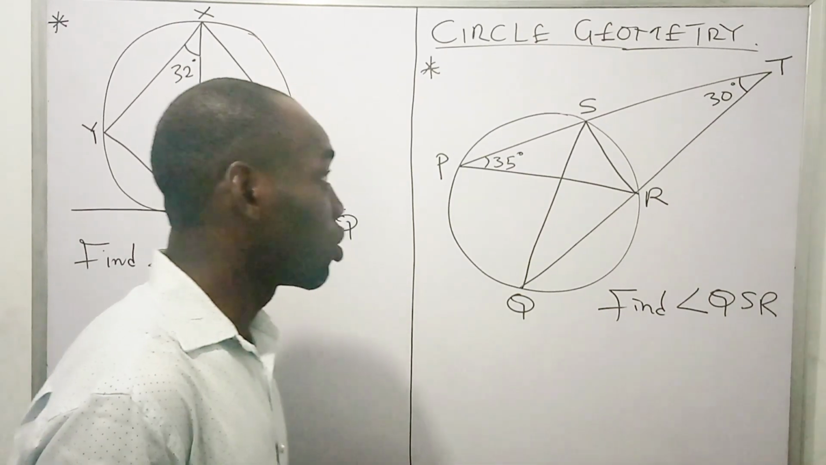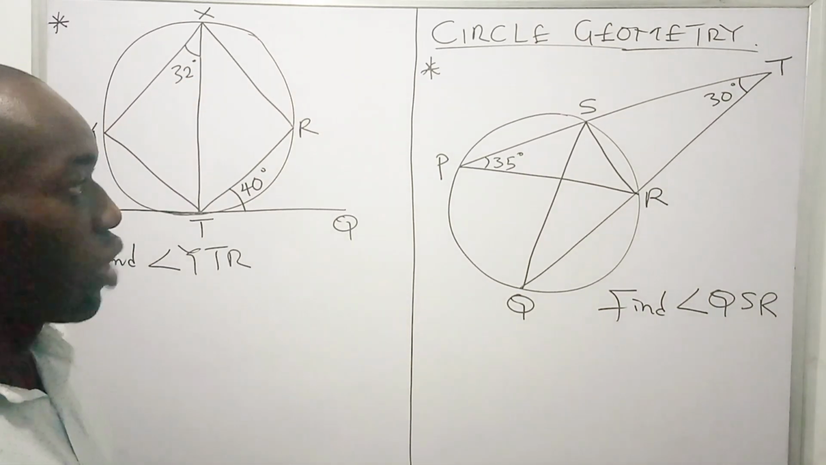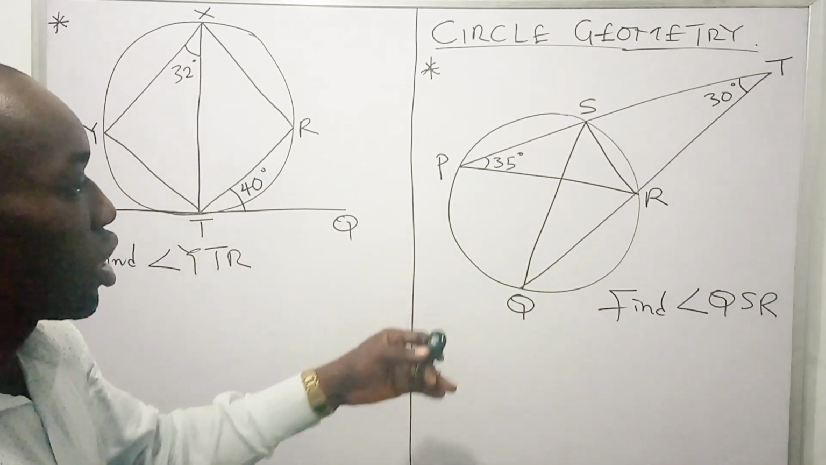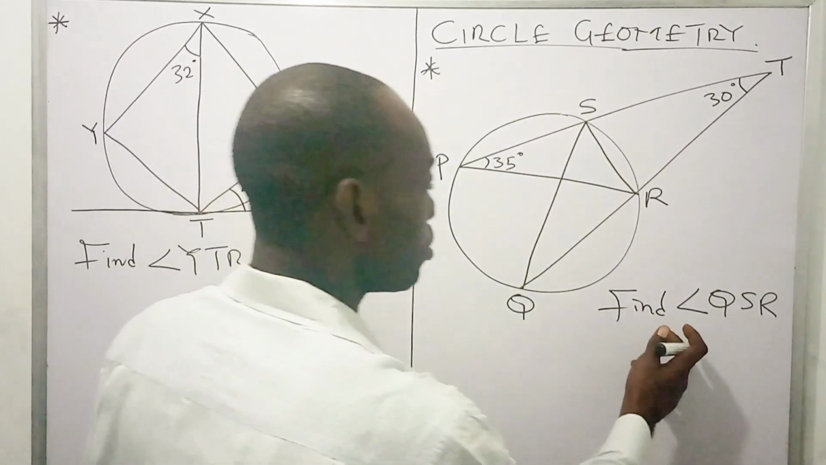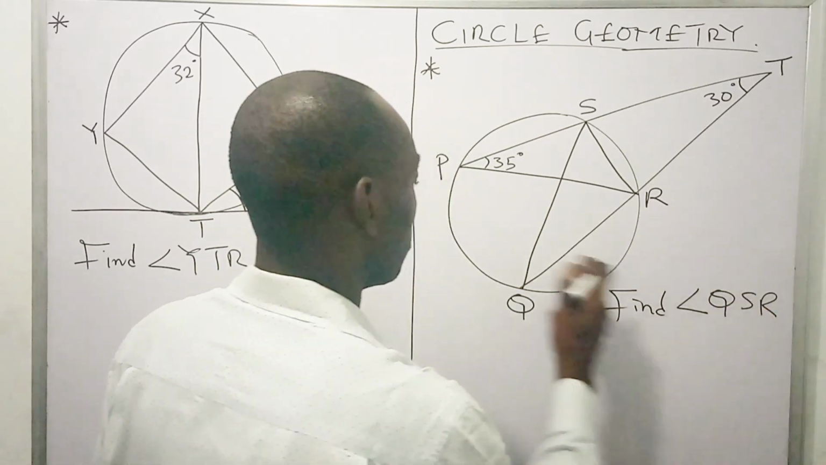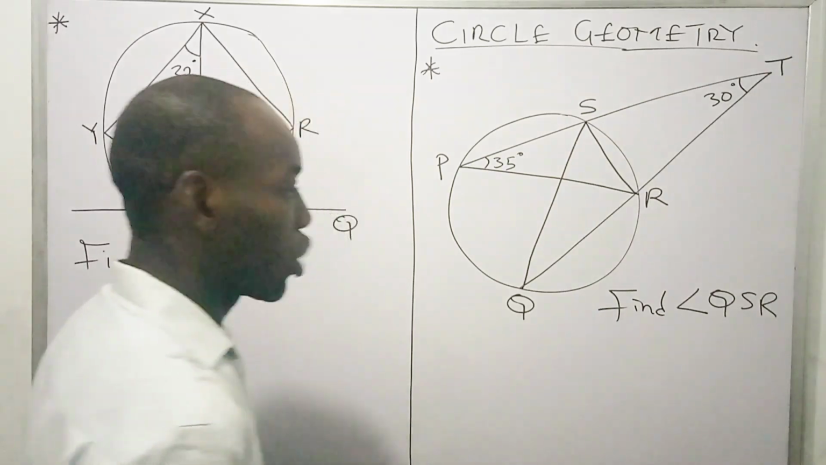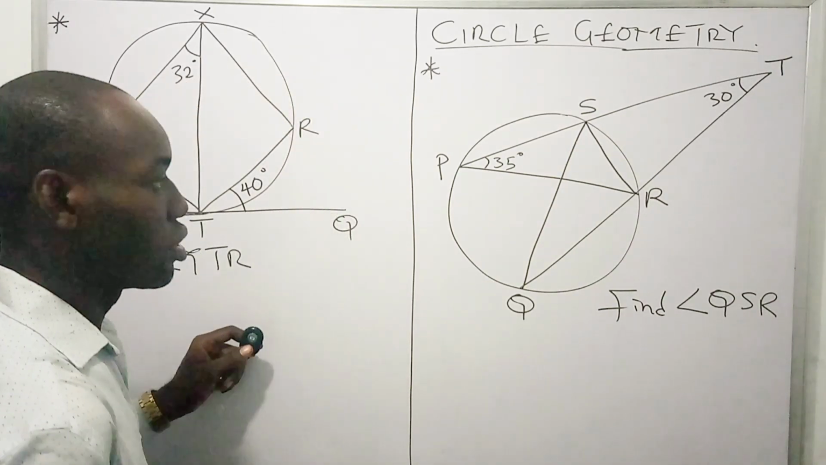In our lecture today, we're looking at circle geometry, and we have a series of questions to take a look at right now. The first one here, we're asked to find the angle QSR. QSR, that's talking about this angle here. So quickly, without wasting time, let's begin.